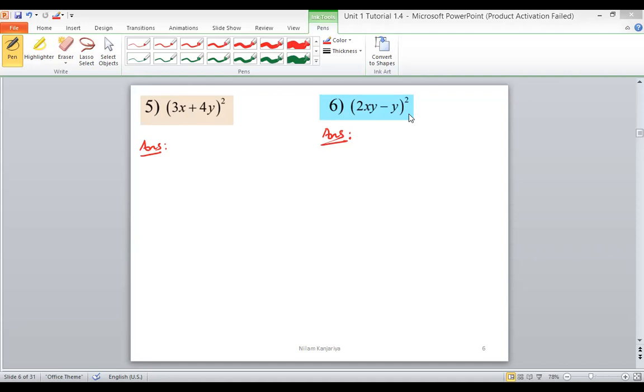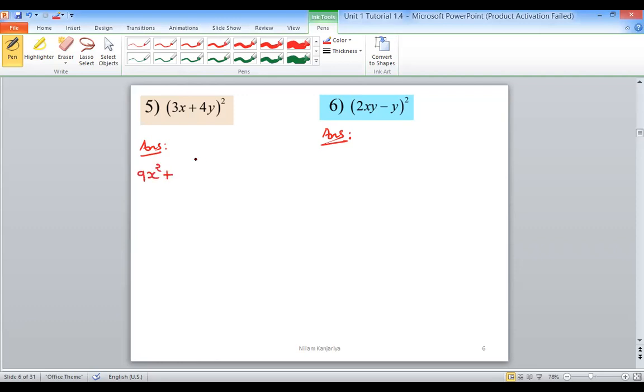What is the answer to the given question? And which identity is used here? A plus B whole square. That is the fifth number identity, A plus B whole square. And tell me the answer. 9x square plus 24xy plus 16y square.